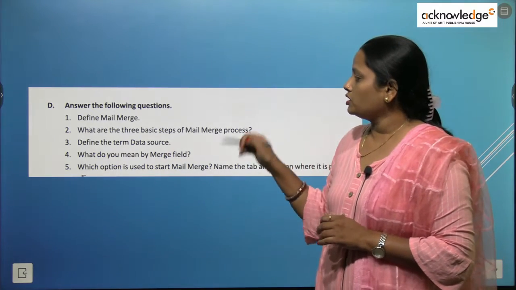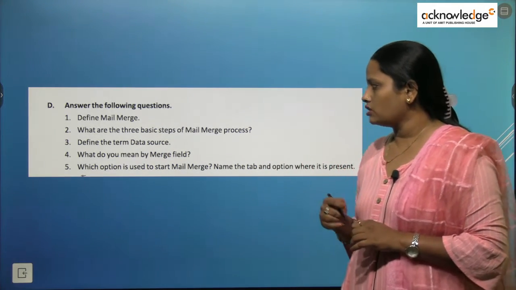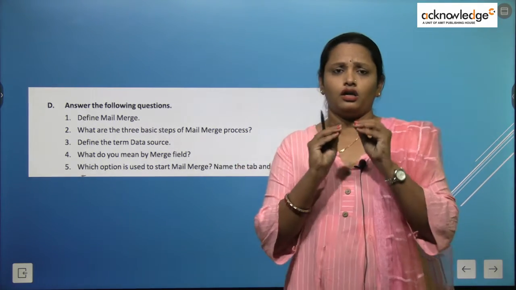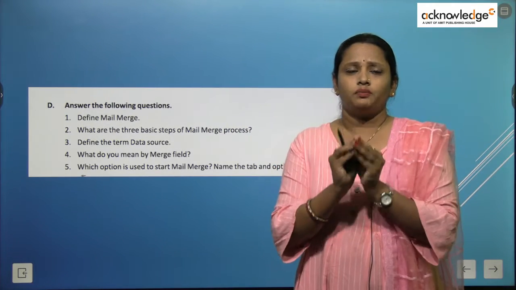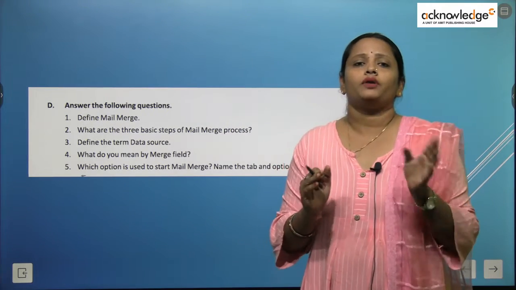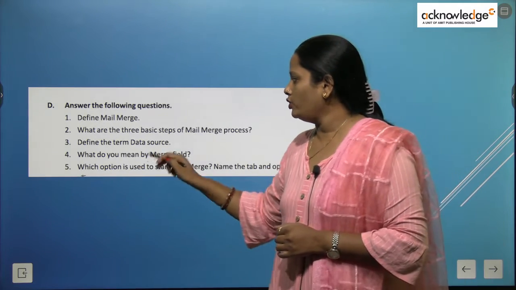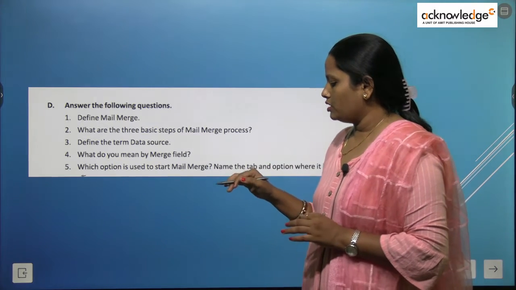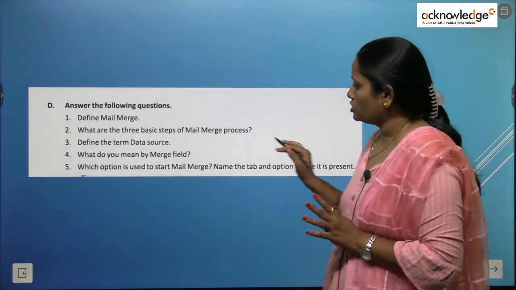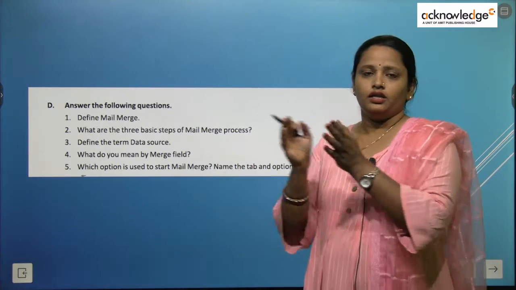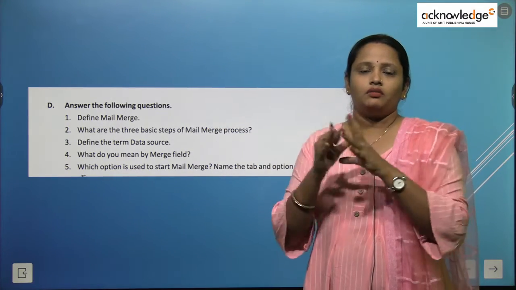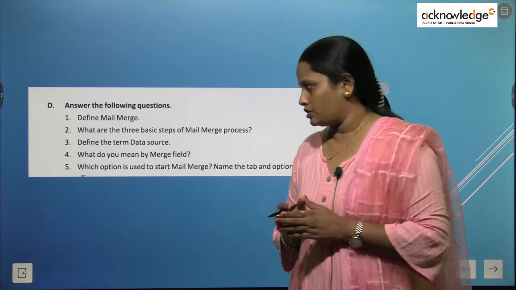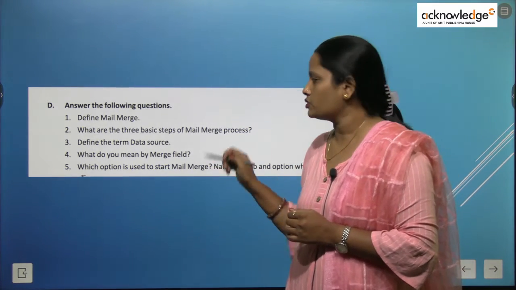Now third question: define the term data source. So data source, what is it? It is the information of the recipients, and it can vary from each other. What do you mean by merge field? So what is merge field? Merge field is used to insert data. We can insert data in it, and we can merge all the things that we want to merge in a document. So we can merge here in this merge field.